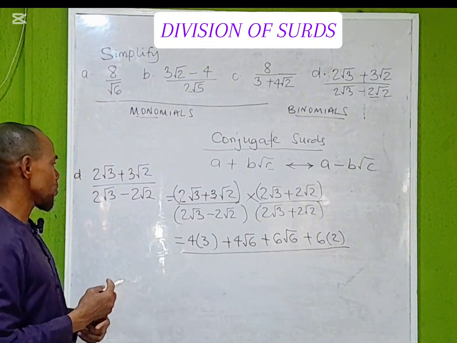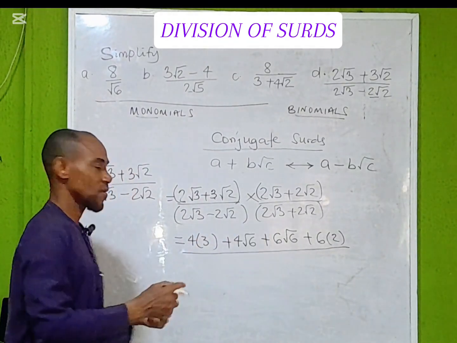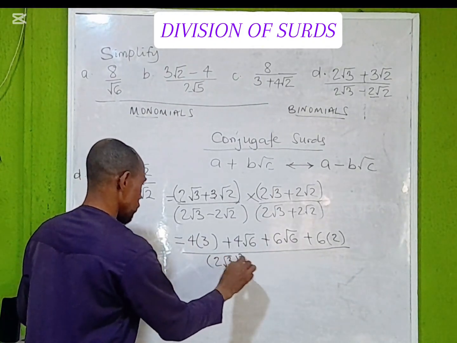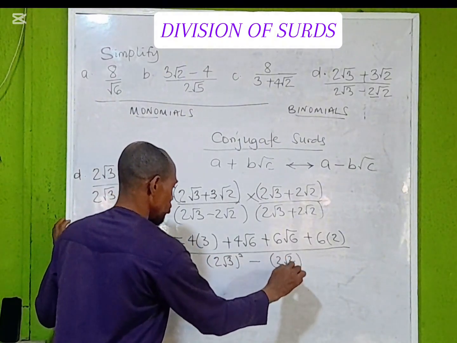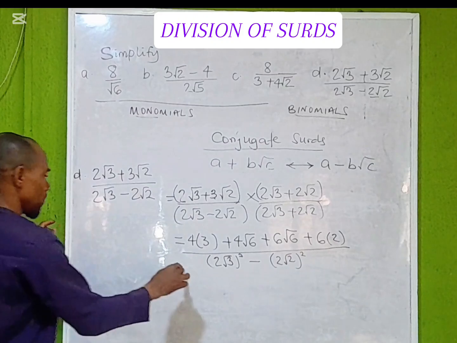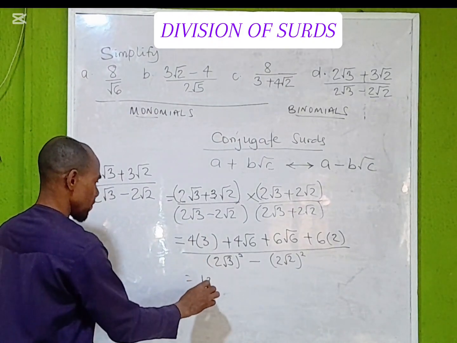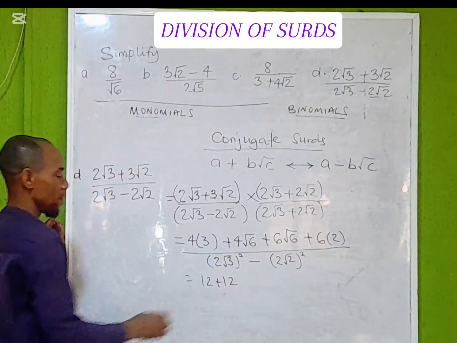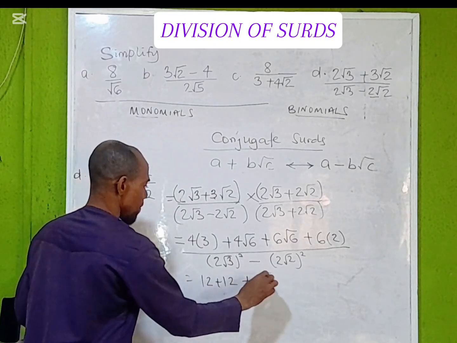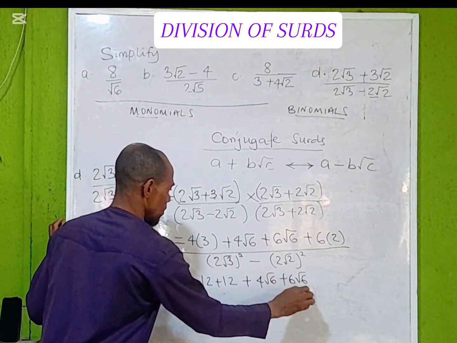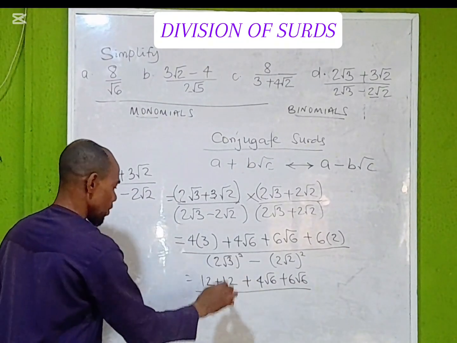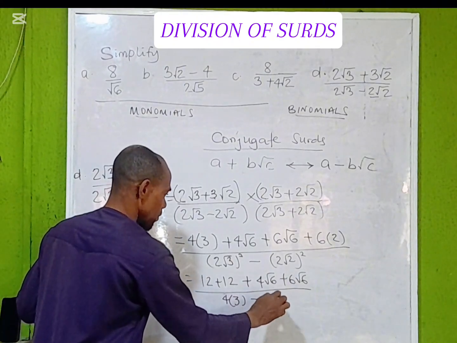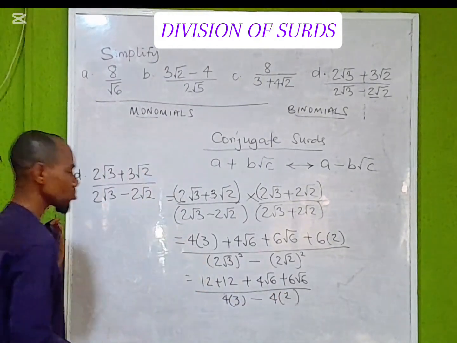And like the previous example, we have conjugates here, multiplying themselves. Using the concept of difference of two squares, I'm going to have 2 root 3 all squared minus 2 root 2 all squared. Then we have 4 times 3 here is 12. Then likewise 6 times 2 there is also 12. They are like terms. Let's bring them together because they have no roots. Then we have 4 root 6 plus 6 root 6 over. Now 2 squared there is 4. Root 3 squared is 3. Minus 2 squared is 4. Root 2 squared is 2.